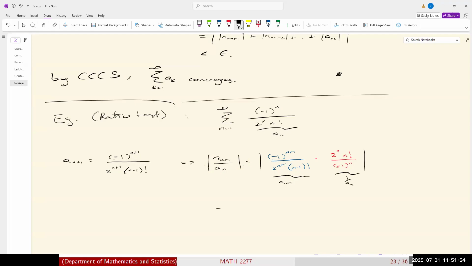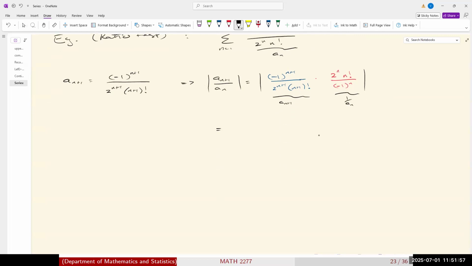Okay, so we can write out the intermediate steps. Let me just move some stuff around. I get (-1)^(n+1), and I'm going to put the (-1)^n right below it. I get 2^n, and let me put 2^(n+1) right below it. I'm just moving them around so you'll see how things cancel. I get n! over (n+1)!. And of course you know your rule of indices. So (n+1) minus n is 1. You get (-1)^1.